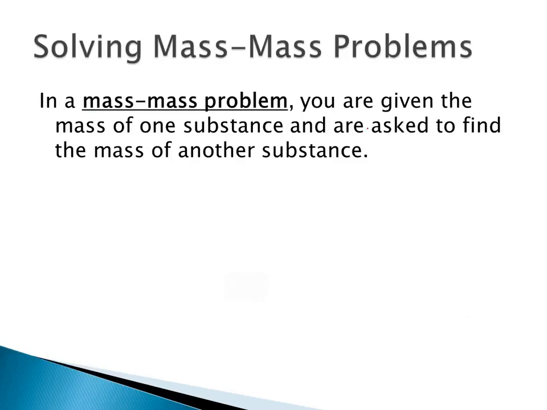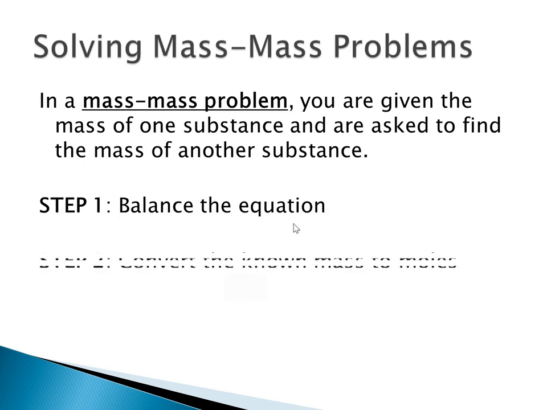In a mass to mass problem, you're given the mass of one substance and asked to find the mass of another substance. To do this, we're going to break it down into 4 steps. The first step is going to be to balance the equation. This equation is essentially a mole ratio of the different species going through the reaction.